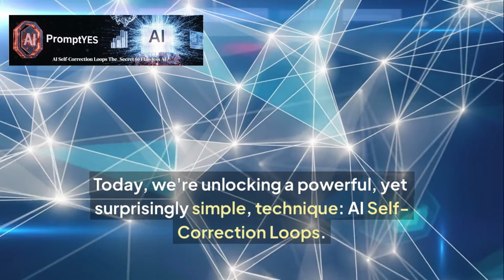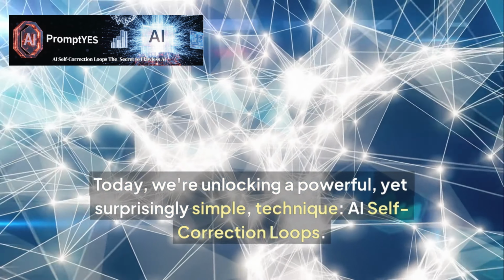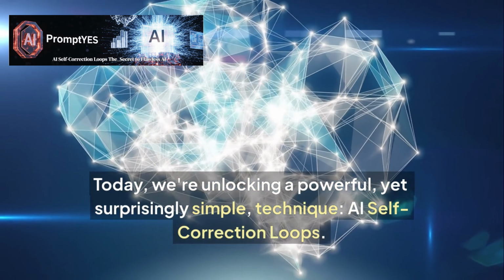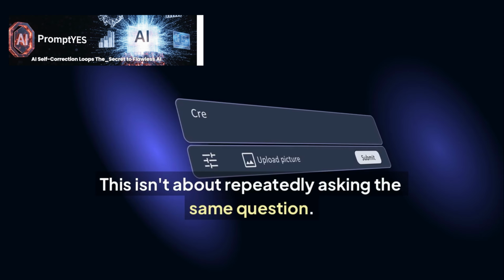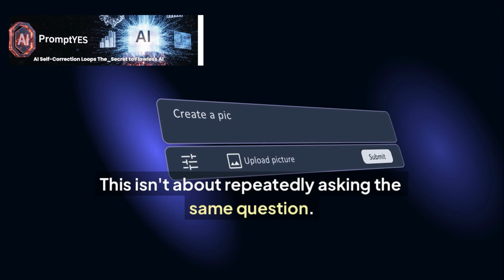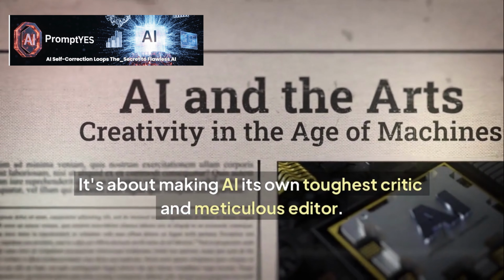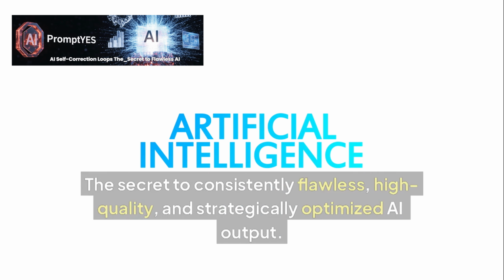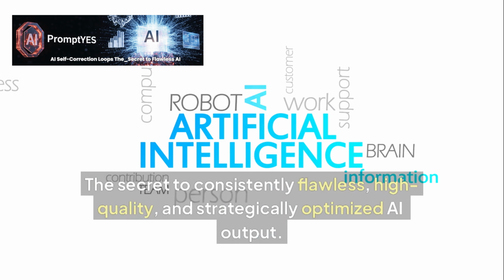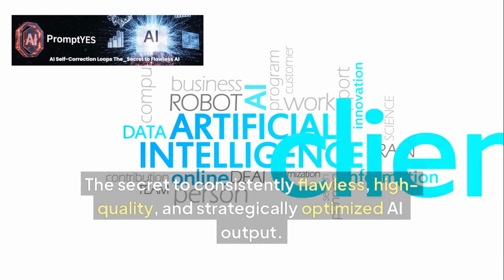Today, we're unlocking a powerful, yet surprisingly simple, technique: AI self-correction loops. This isn't about repeatedly asking the same question. It's about making AI its own toughest critic and meticulous editor. The secret to consistently flawless, high-quality, and strategically optimized AI output.